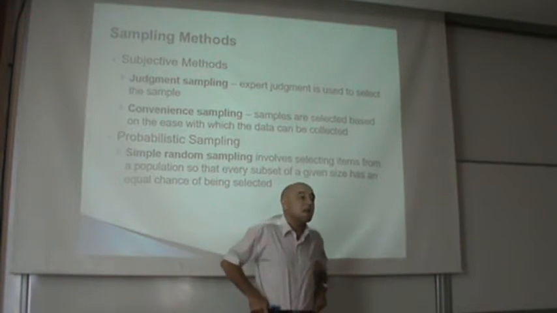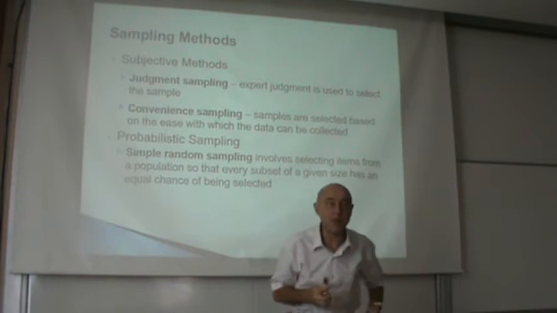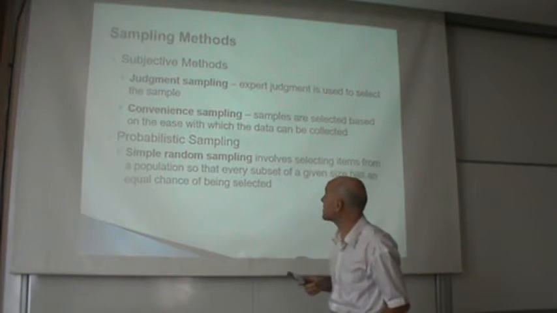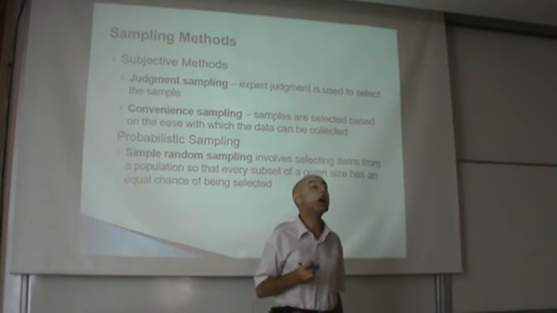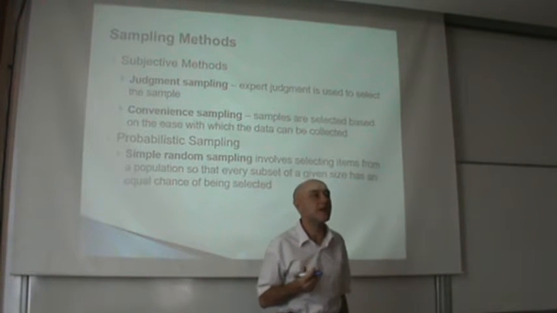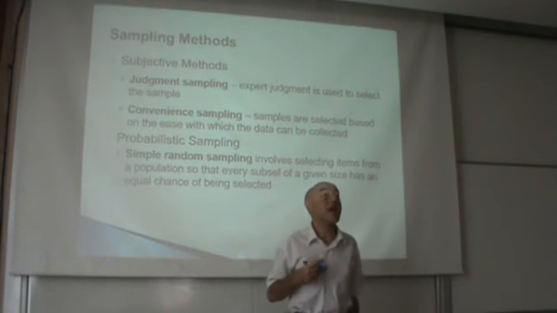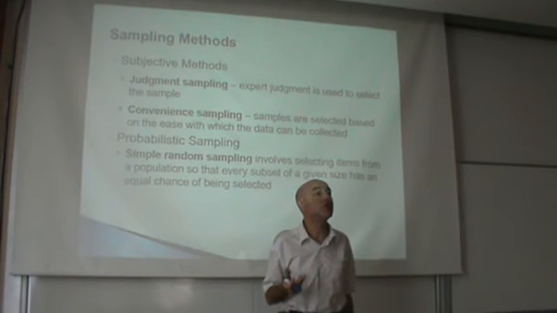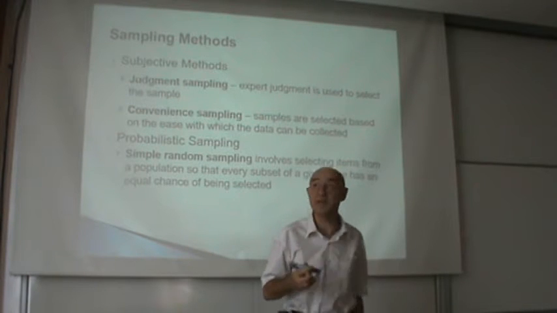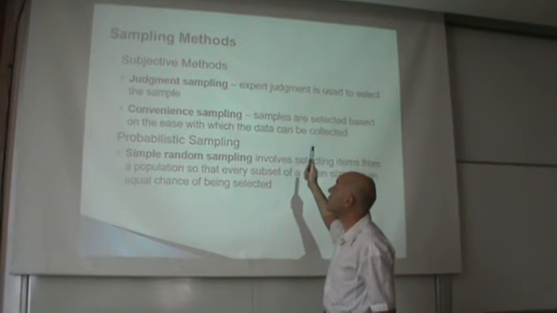Sampling methods. You can do a sample in a number of different ways. Number one is judgment sample. You exercise a judgment. You use experience and you use expertise. They call it expert judgment.